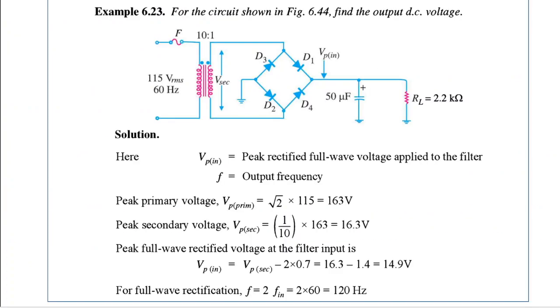Now, before winding up, let's do a quick problem. For the circuit shown in this figure, find the output DC voltage. Okay, so you have a bridge rectifier.